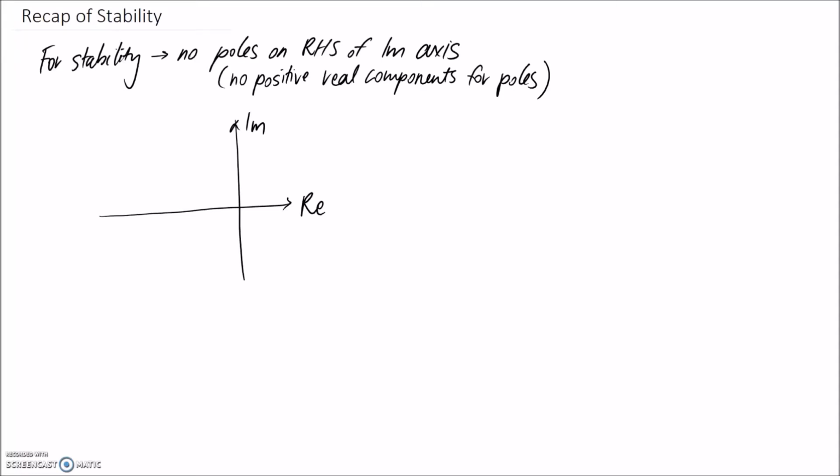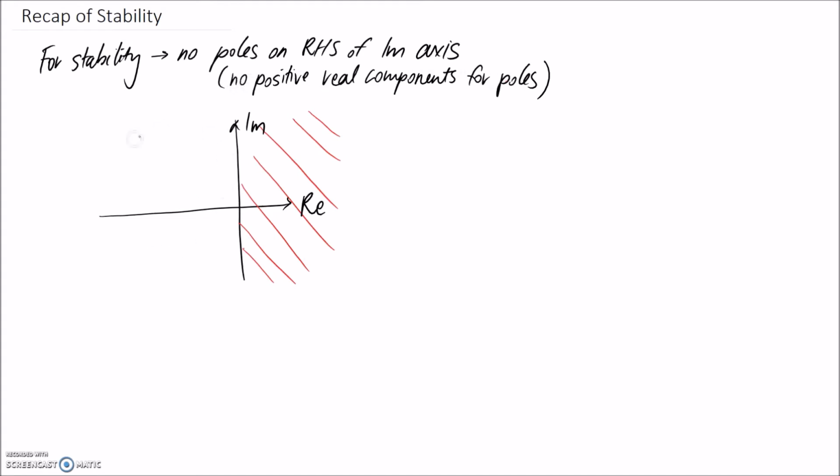So in this video, I'm going to provide a recap of the theory required for system stability. For a system to be stable, what we want is no poles appearing on the right-hand side of the imaginary axis. So if this is my imaginary axis, this is my real axis, we don't want any poles in this part. Another way of saying this is that we want no positive real components for our poles.